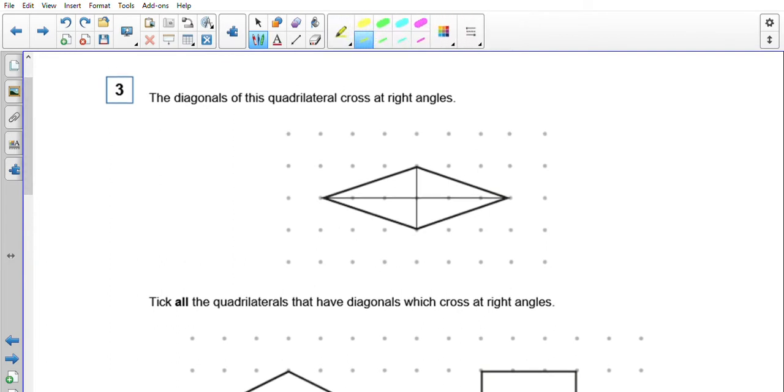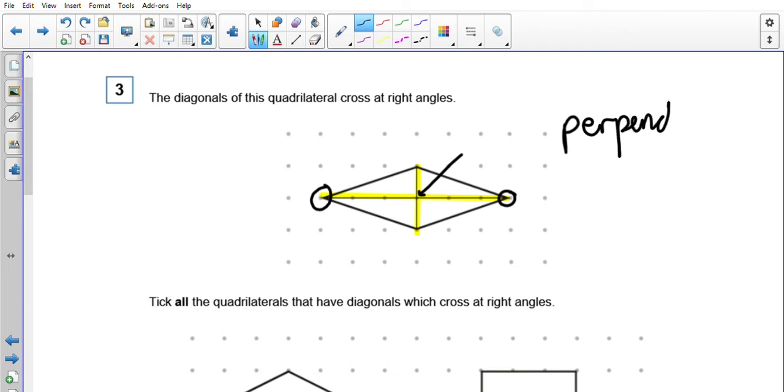Let's have a look at where these diagonals are. We have one here, we have one here. A diagonal is simply a line drawn from each corner to the opposite corner. Opposite corners, line drawn across, that's our diagonal. They cross at right angles, which means that every one here is going to be a right angle. We also know the name for that is these are perpendicular lines.